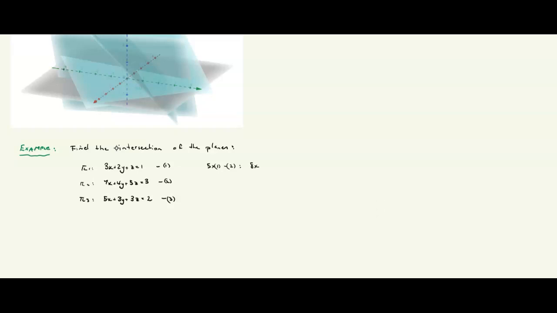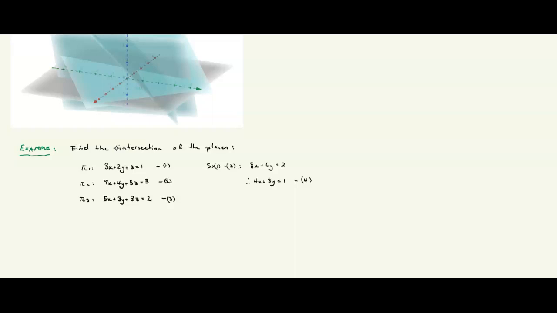5 times equation 1, so that's 10y, I subtract 4y, and I get positive 6y. 5 times z, subtract 5z, that's what I wanted to do, eliminate that z. 5 times 1 is 5, minus 3 is 2. So 8x plus 6y is equal to 2, or I can simplify that to 4x plus 3y is equal to 1, and let's call that equation 4. 4x plus 3y equals 1.